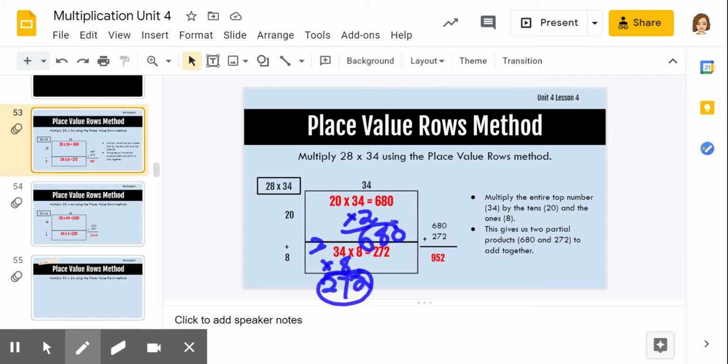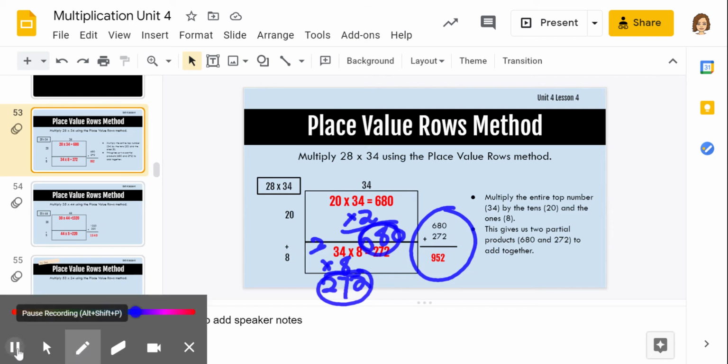So my 272 and my 680, I took over here to the side, and then I added them up. So it's the same, right? But you're saving a couple of different steps. You're not breaking down the 34. So it's a little bit faster. So if you're going to use one of these methods, the place value rows method is probably preferable because it's going to save you some time. So let's look at another example.